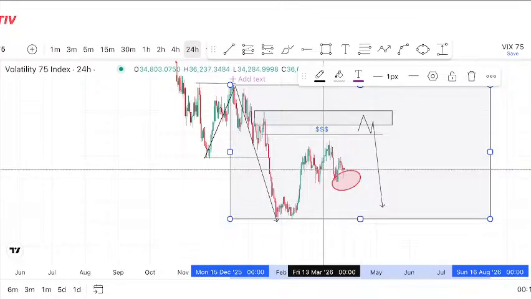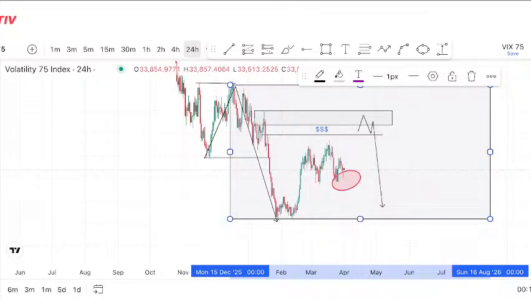What's going on with my screen? Why is it not showing? Okay, let me try to figure it out. It's breaking. All right, so let's get back to it.